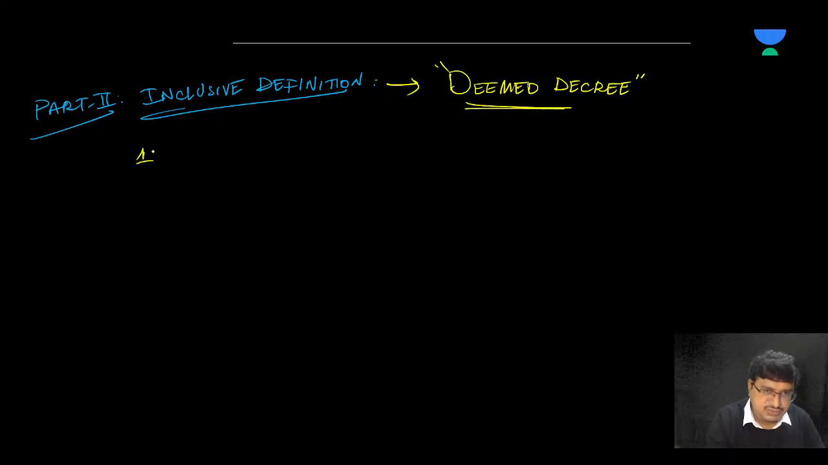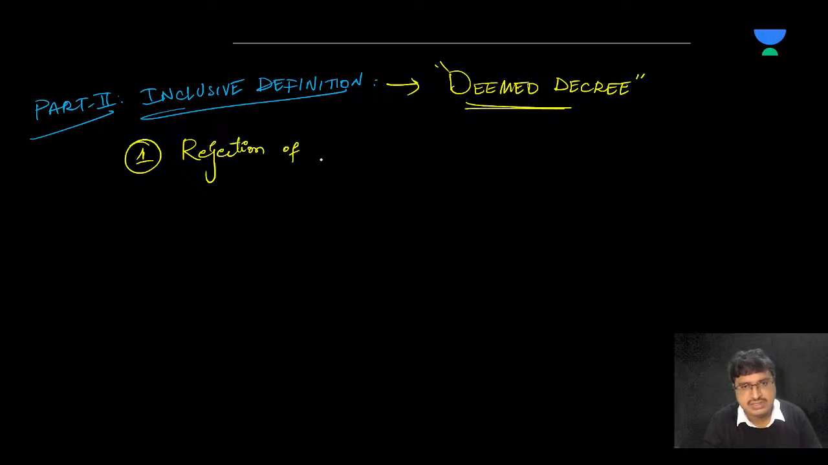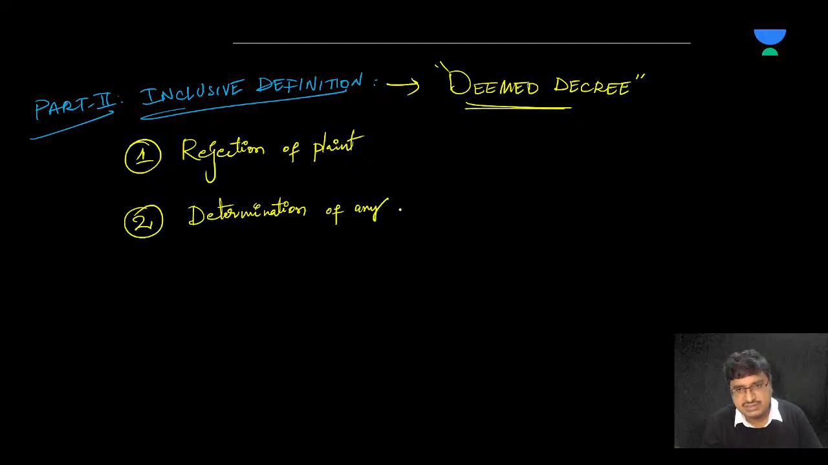The first one is rejection of plaint. The second one is determination of any question in section 144 of CPC.